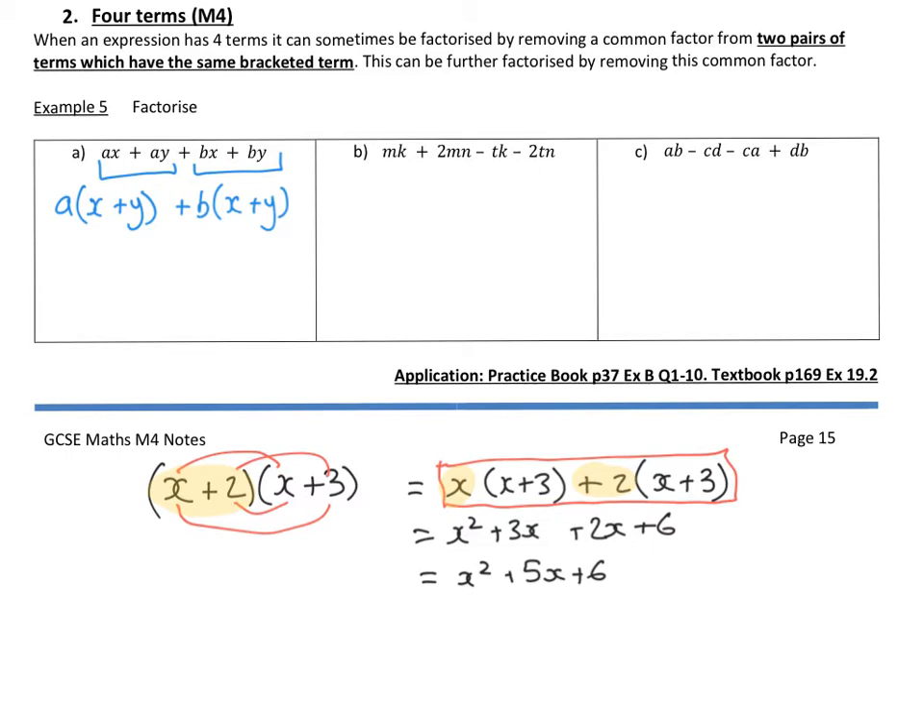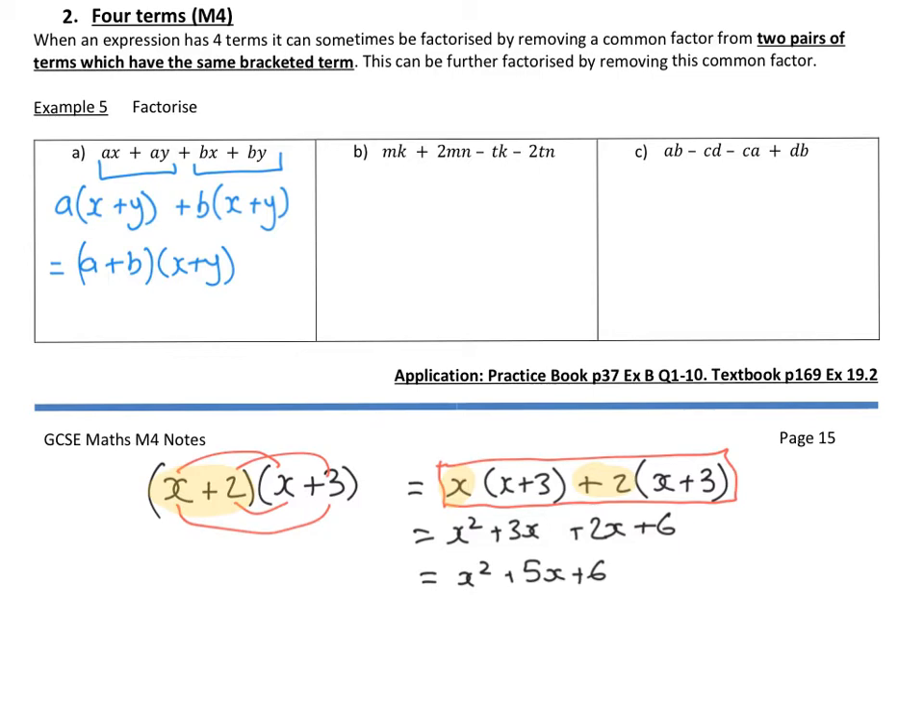So just like we had before, where x plus 2 times x plus 3 was the same as x multiplied by x plus 3 plus 2 multiplied by x plus 3, if we can work in one direction, then that means we can work back the way. So because these brackets are the same in x plus y, we can then go on and express it as a plus b multiplied by x plus y. And then we've factorised the original expression.